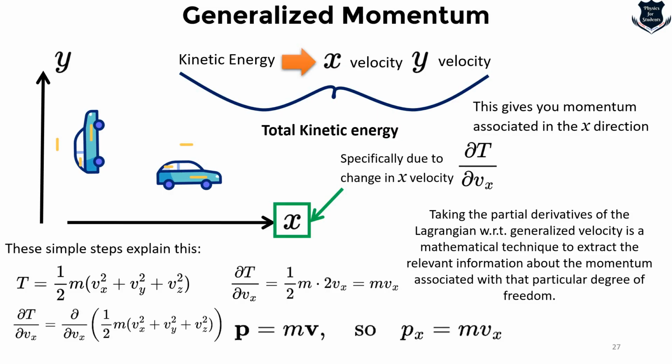So what we can say is that taking the partial derivatives of the Lagrangian with respect to the generalized velocity is a mathematical technique to extract the relevant information about the momentum associated with the particular degree of freedom, which we have dealt with in the generalized coordinate. So this process is very fundamental to understand the dynamics of a system within the framework of Lagrangian mechanics. So this is what is called the generalized momentum.